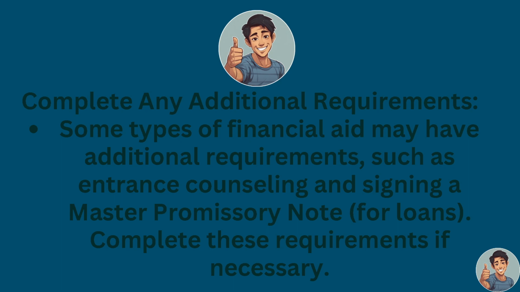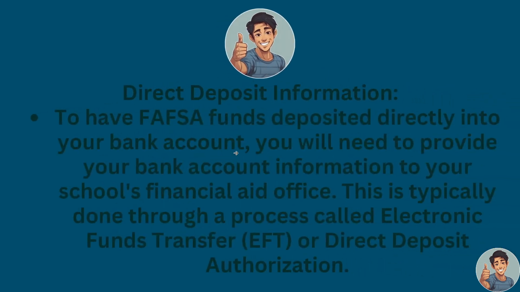You have to complete any additional requirements. Some types of financial aid may have additional requirements, such as entrance counseling and signing a master promissory note for loans, so complete these requirements if necessary. Then, direct deposit information. To have FAFSA funds deposited directly to your bank account, you will need to provide your bank account information to your school's financial aid office. This is typically done through a process called electronic funds transfer, or EFT, or direct deposit authorization.